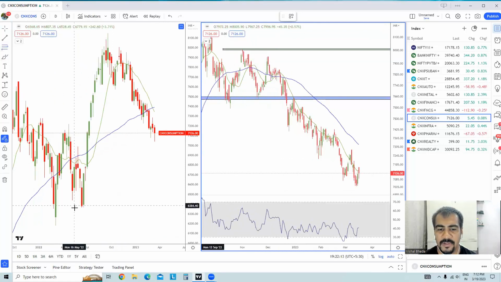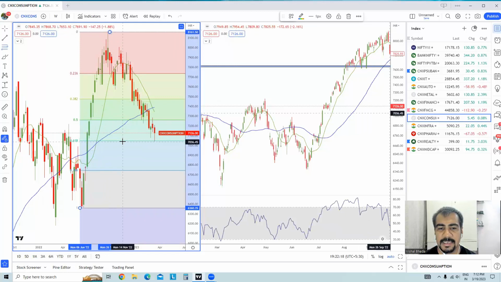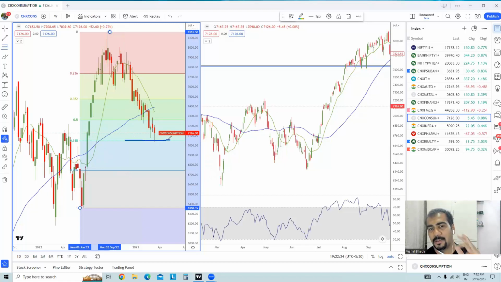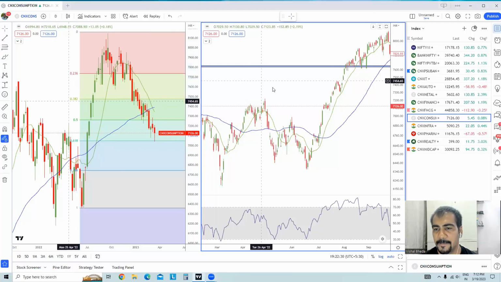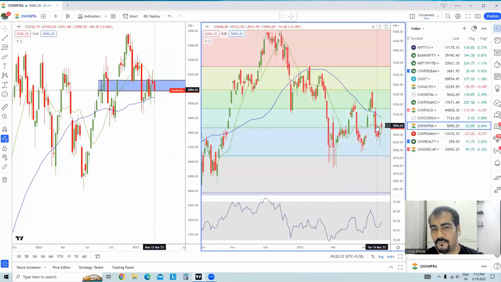And one more reason for this pullback could also be the 61.80% Fibonacci retracement. And exactly over there, we have a hammer in the weekly time frame chart. So some sort of pullback is possible in the consumption pack stocks.